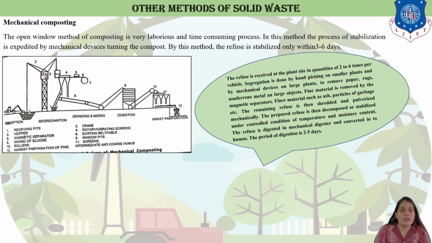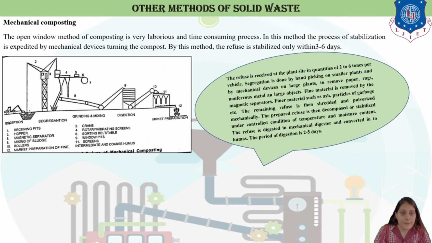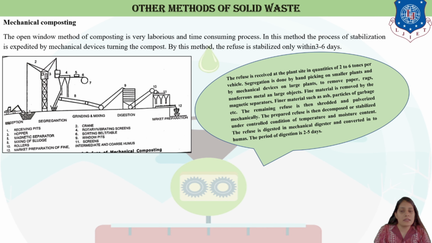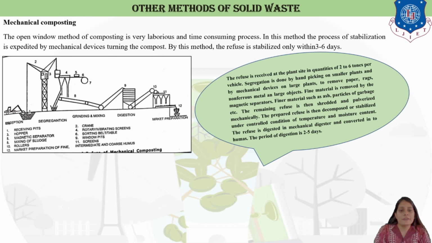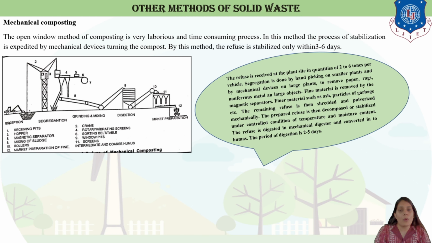Now let's see the other method of solid waste, which is mechanical composting. It is a time consuming process and very laborious. In this method, stabilization is expedited by mechanical devices turning the compost. By this method, refuse is stabilized within 3 to 6 days. The refuse is received at the plant. Now this is the plant theory, meaning it requires a plant.